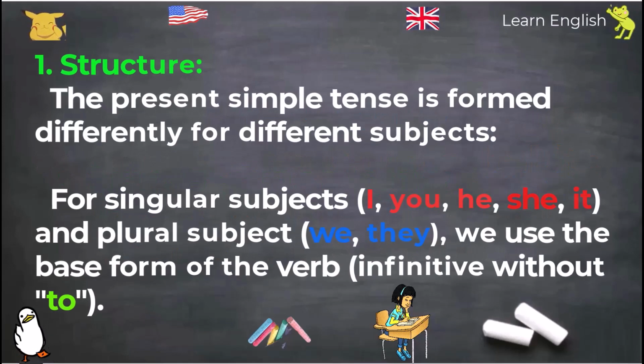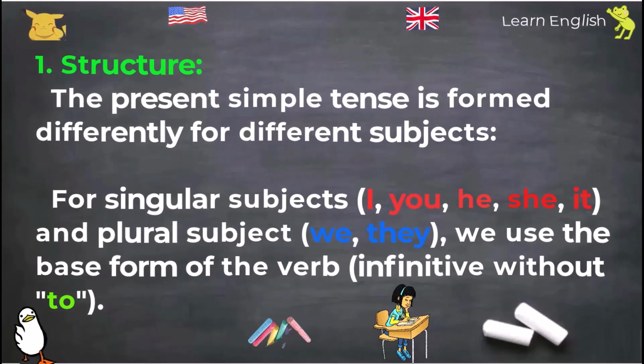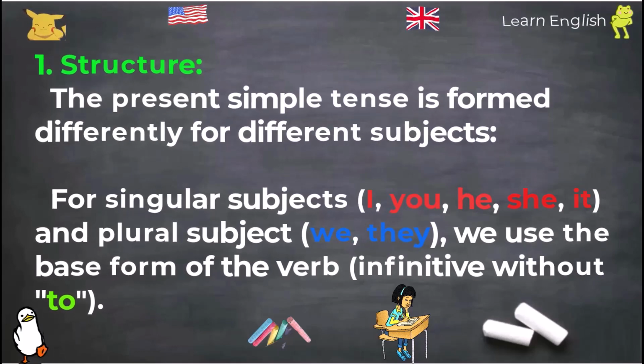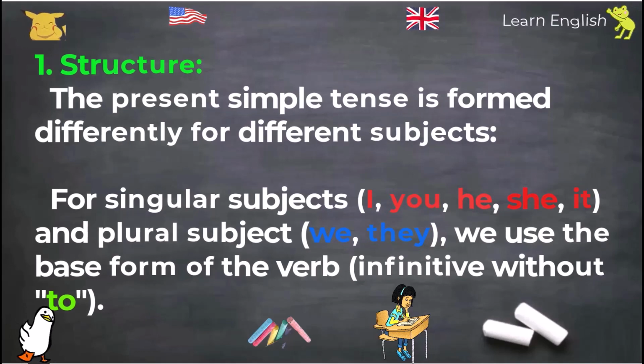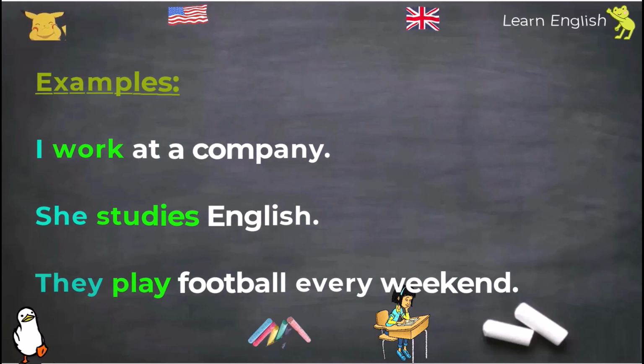Structure. The present simple tense is formed differently for different subjects. For singular subjects I, you, he, she, it, and plural subjects we, they, we use the base form of the verb, infinitive without to. Examples. I work at a company. She studies English. They play football every weekend.